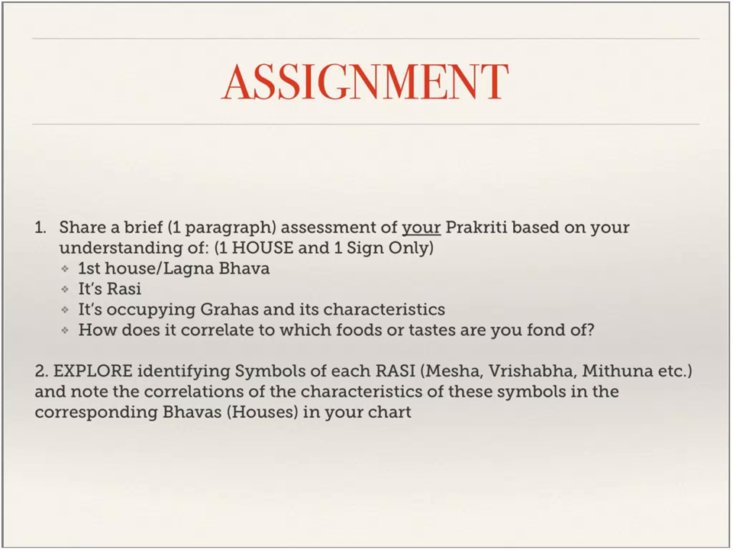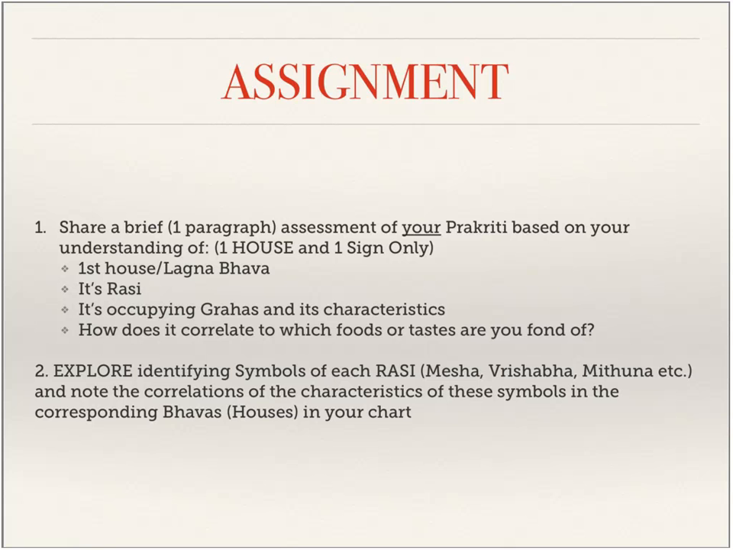I'd like for you to look at your first house, only one house. Your Lagna Bhava, its Rashi. We know what it represents, your Deha. Look at the occupying grahas. Look at its characteristics. Look at its rasas and gunas. And sit with it and share a very brief assessment of your Prakriti or anybody else's Prakriti. Again, I realize that we can't all be objective with our own Prakriti sometimes, and we need somebody else. That's why when we do those questionnaires, we ask people to have somebody else do it for us.